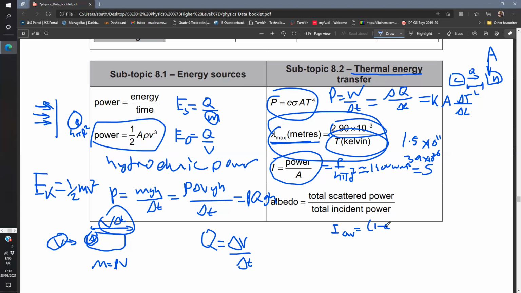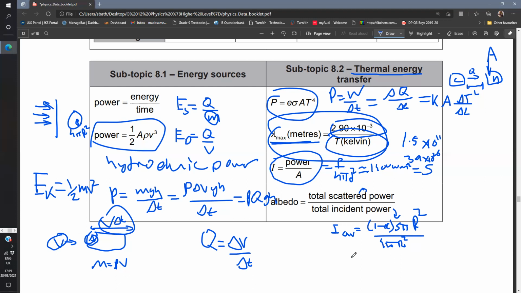One minus this, this is albedo. So albedo is basically the ratio between the scattered power and the incident power. Scattered power is the stuff that gets reflected, and this is the stuff that is incident. So you want it the other way around. So it's 1 minus that. R squared. Pi r squared.